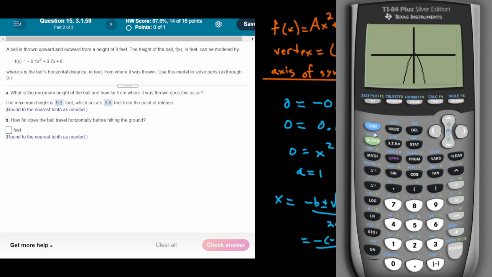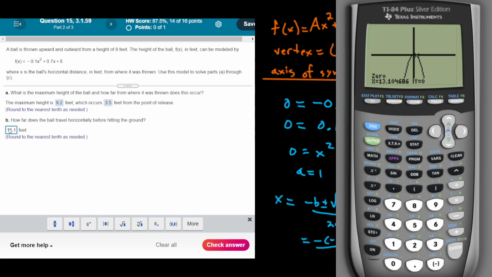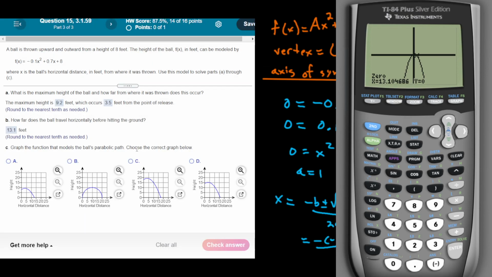All right, so you go to second calculate. We're going to choose the 0 option because that is the x-intercept. Left bound, I think over here is safe. Hit enter. Let's go to right bound. Enter. Guess. Bam. 13.1. Nearest tenth, 13.1. Let's do it. 13.1. Got it. Excellent. All right, we already have the graph here.